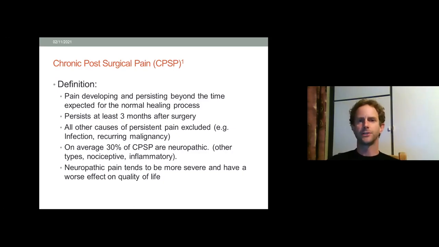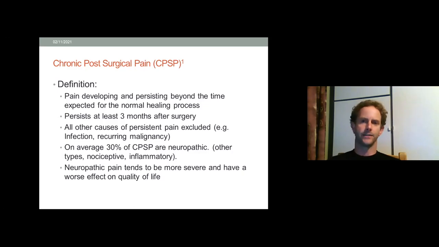So chronic post-surgical pain is pain that develops and persists beyond the time expected for the normal healing process. And the time put on for this is approximately 3 months after surgery. And you have to have excluded all other causes of that pain. So make sure there's no malignancy, there's not an infection, there's not a wound breakdown.